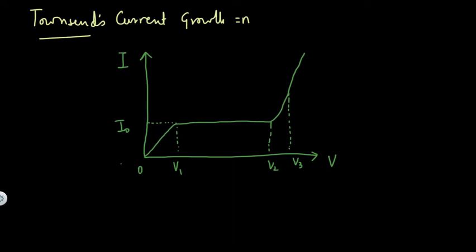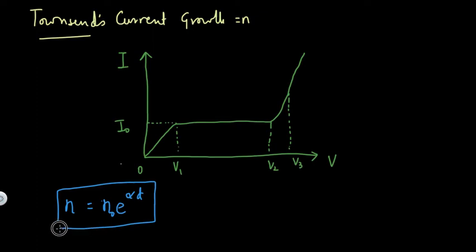We also derived some expressions. We said that the number of electrons in the gap is given by this expression, where N0 is the number of electrons released from the cathode, or in terms of current we had said that I is equal to I0 times e to the power alpha d.